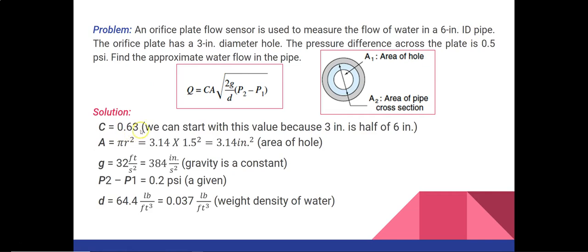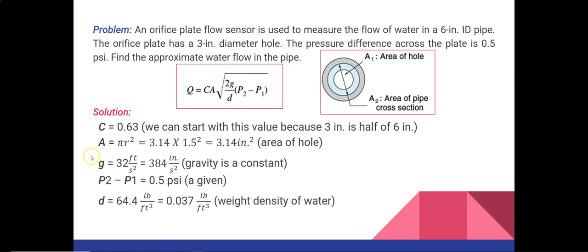So we will take this value into our equation, and then we have area, which is equal to pi r squared. As we know in this picture, the large circle which you see here is the area of the pipe cross section. This large circle, which is A2, has a diameter of 6 inches. Inside we have A1, which is the area of the hole, and this blue color represents the orifice plate. This inside diameter is our 3 inches. So we will take the radius of this value, which will be 1.5, and then we will calculate the area of the hole.